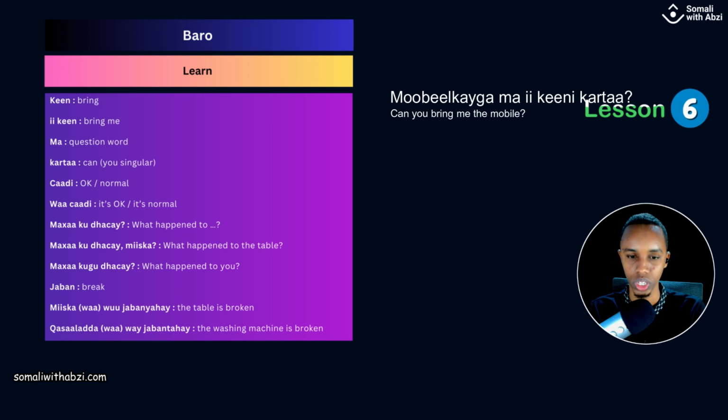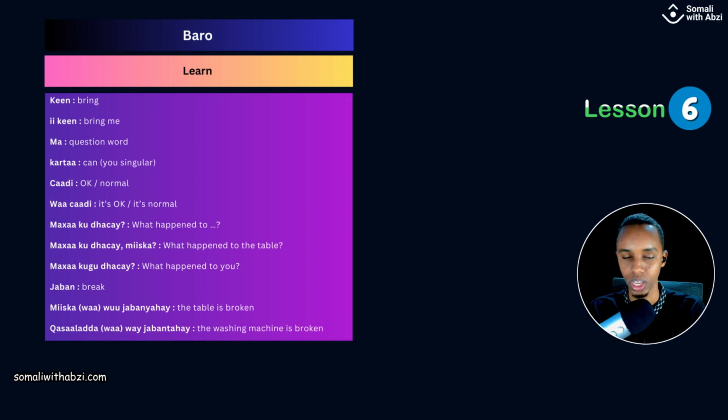If you're going to use a question, we usually add i at the end of the verb. So, mobilka ma ii keeni kartaa, not mobilka ma keen kartaa. Keeni kartaa. Keen is bring, add i at the end. Ma ii keeni kartaa. Okay, so for example, you can say cab is drink, cabi. Biyo ma cabi kartaa? Can you drink water? Yeah. Cun in Somali is eat. So you can say bariis or anjero. Anjero ma cuni kartaa? Like that. So we add the vowel i at the end of the verbs when we make a question.